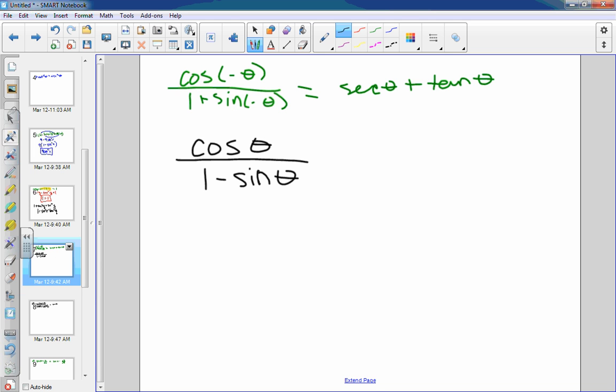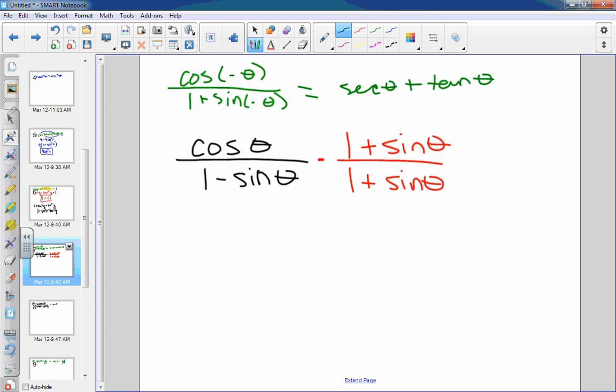Jay says to multiply this thing by the conjugate. He's absolutely right. The conjugate of this is going to be 1 plus the sine of theta. Do you know why? We need to turn that top into the binomial and the bottom into a monomial so that we can then separate it into two fractions, right? Because that's what my answer is.